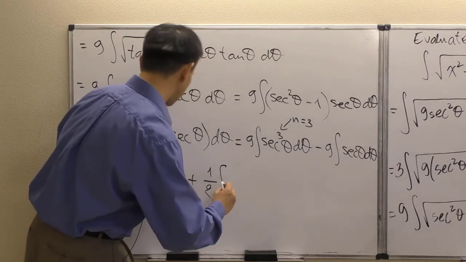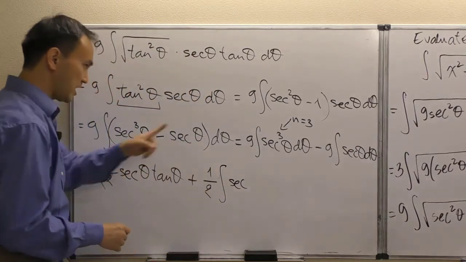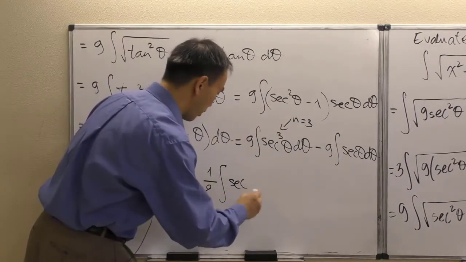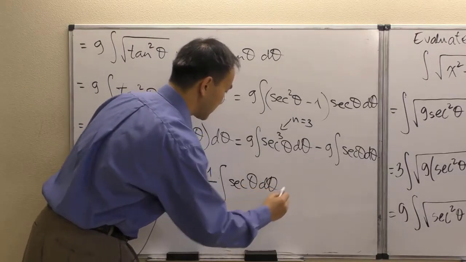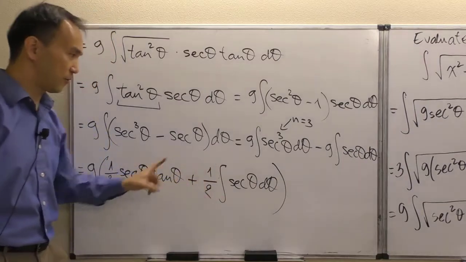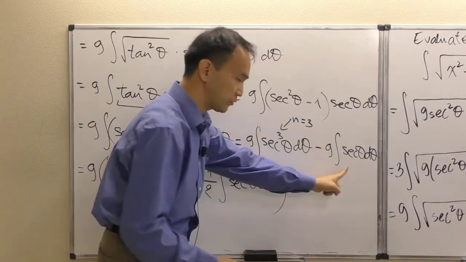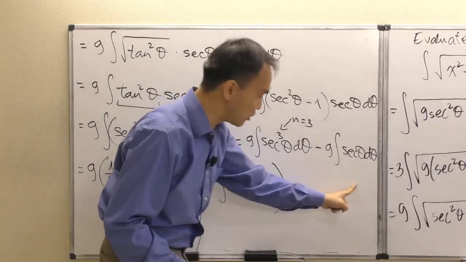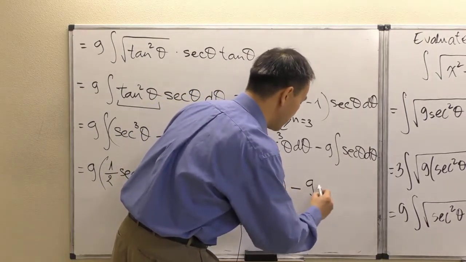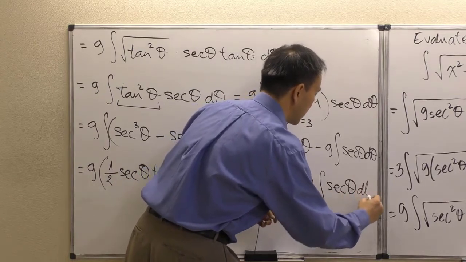integral of secant to the power n minus 2. N was 3, but n minus 2 now is just 1. So it's secant of theta d theta. Okay, so that's how I used the power reduction formula on my secant cube theta. And then don't forget we still have that lone integral term right here, minus 9 times the integral of secant theta d theta.